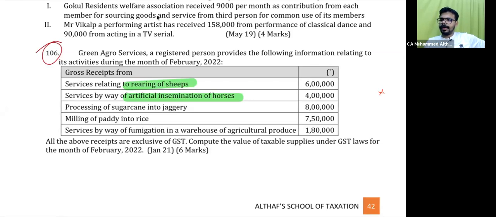Reason why it is taxable. Wow, very good. It has changed its characteristics. So that is the reason it is taxable. Okay, very good. Next one.